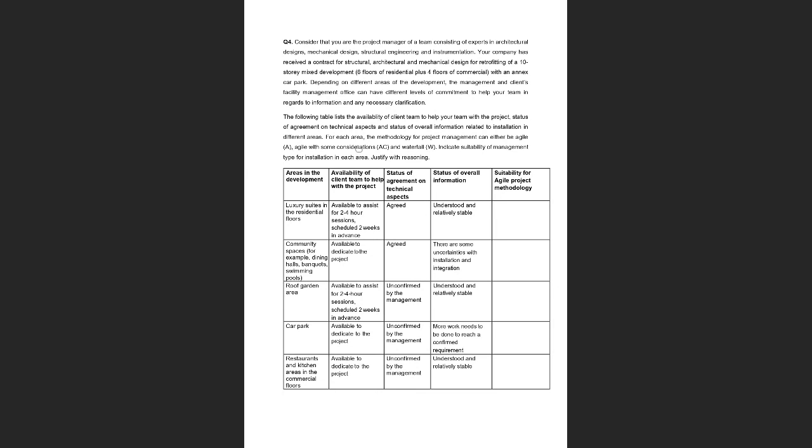So now for each area, the methodology for project management can either be agile with some considerations, that means agile but with some exceptions, or waterfall. So indicate the suitability of management type for installation in each area, and justify with reasoning. Now by looking into these different areas of development and the different information that has been given regarding them, you have to identify whether you are going to employ agile with some considerations or waterfall methodology for each of these. Okay.